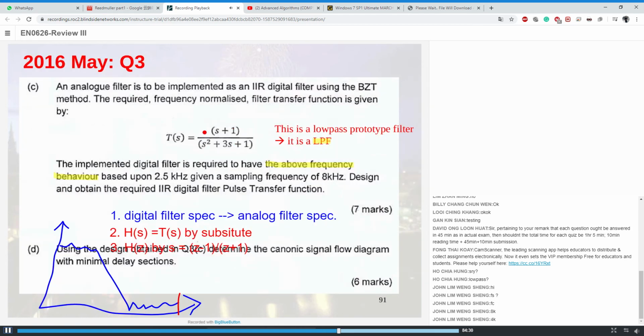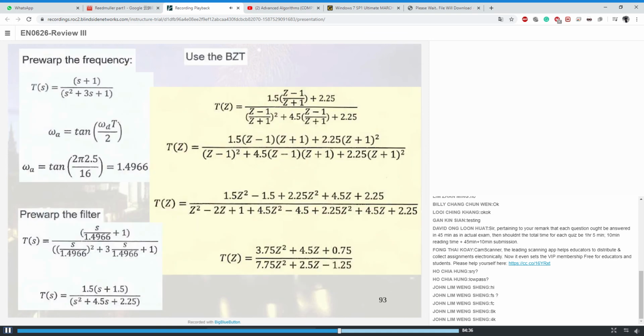Based on this one, S omega c, S omega c, S omega c. So omega c is obtained from the first step. Then you obtain this one. Once you obtain this one, step number 3, S equals Z minus 1 over Z plus 1, substitute in accordingly. Then do the rest of it mathematically. Then you get this one.